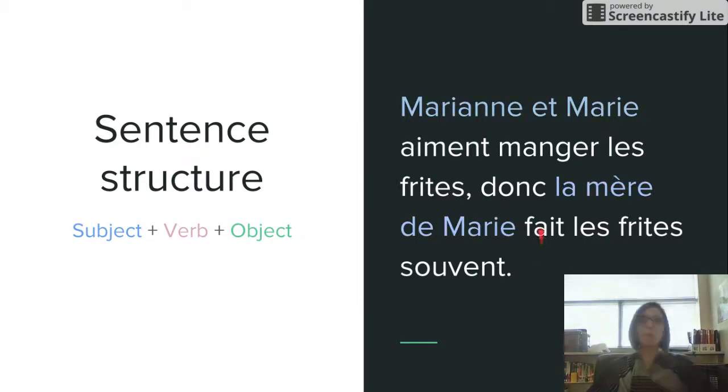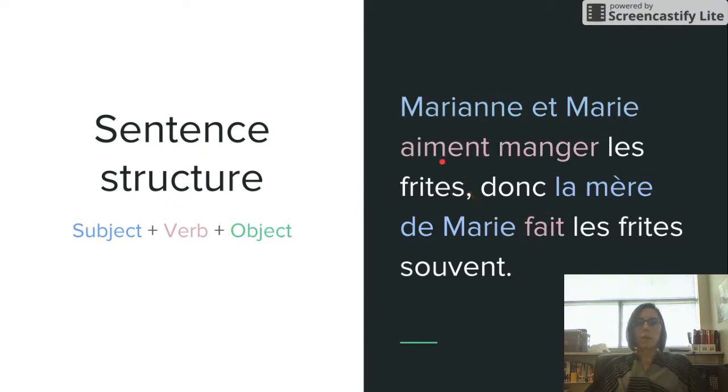First, it's good to know what the subject of your sentence is, because you want to know that you're replacing the correct thing. You cannot replace an object with a subject pronoun, nor can you replace a subject with an object pronoun. So Marianne et Marie is the subject of the first half of our sentence, and then la mère de Marie is the subject of the second half of our sentence.